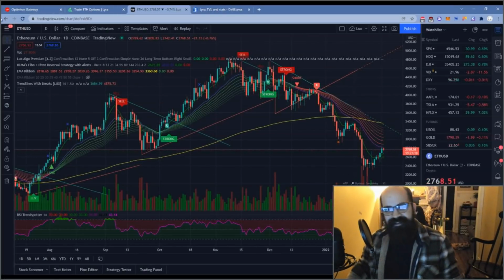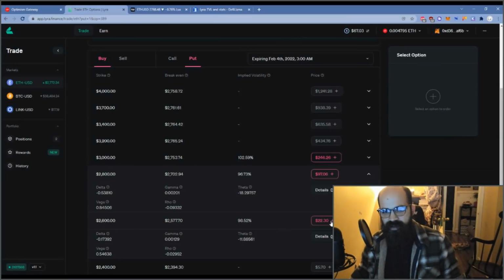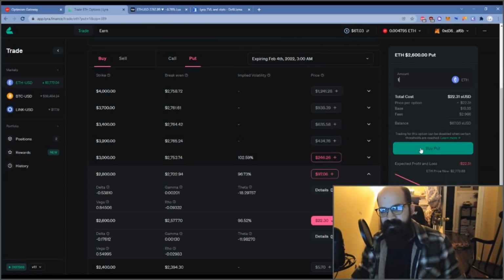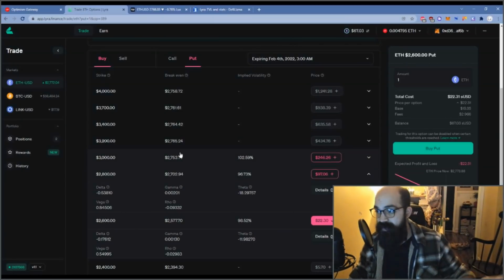I'm not a TA. But okay, so just click this, click buy put. You go through that, and then you have it, and you can sell that put if it appreciates in value.